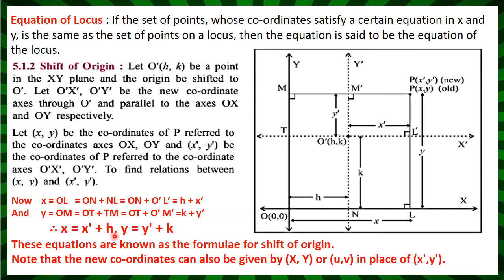From this, if any two values are given, that is if x and x dash are given, you can find h, and if x dash and h are given, you can find x, where x is the x coordinate of the point with respect to the old origin, and y is the y coordinate of the point with respect to the old origin. Note that the new coordinates can also be given by the ordered pair (X, Y) or ordered pair (u, v) in place of (x dash, y dash).